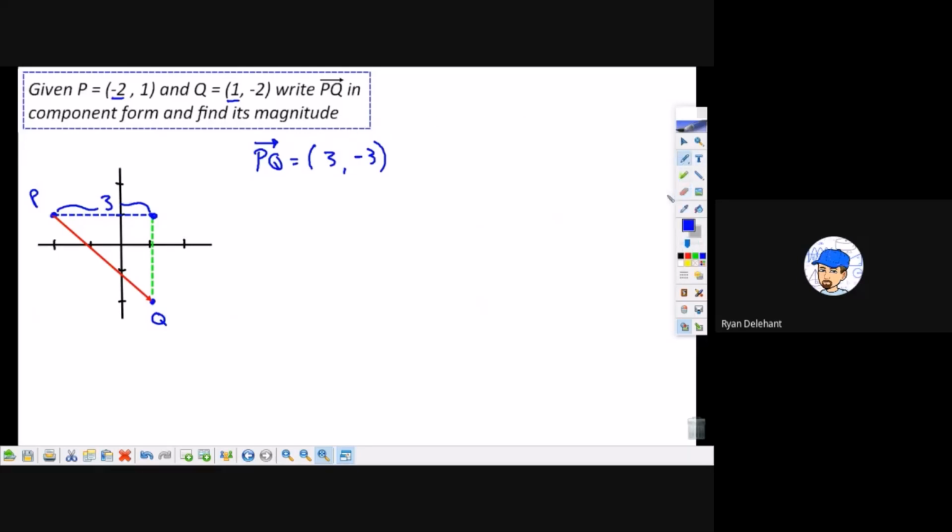How do you find magnitude now that you know this? So the magnitude of the vector PQ is going to be the square root of 3 squared plus -3 squared, which is the square root of 18. Now, this is the one that I want you to be careful with because this is where I think they probably get you on the ACT. That has a perfect square in it. Meaning, I bet you if they were to write this answer, they're going to write this.